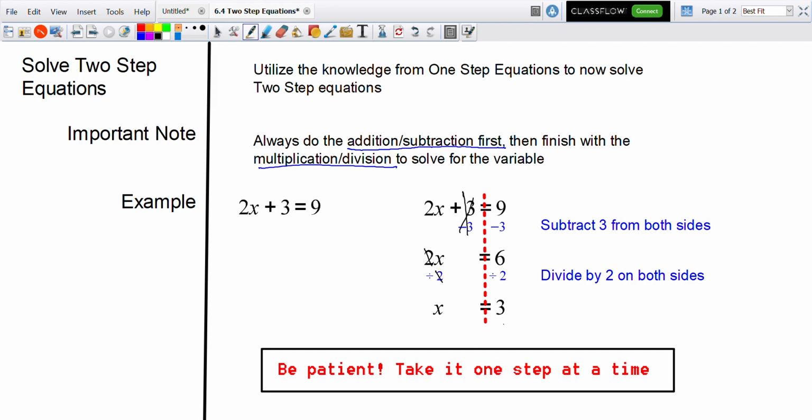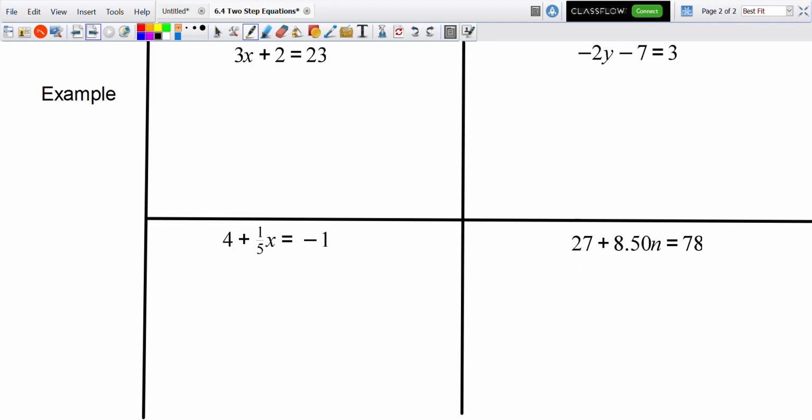Okay, if I wanted to check to see if this is true, I would substitute 3 back in for x. Two times 3 is 6, plus 3 is 9, so that does check out. Okay, be patient, do one step at a time. There's no need to rush. You don't want to accidentally multiply when you should have been adding or subtracting. So go ahead and try these out on your own.